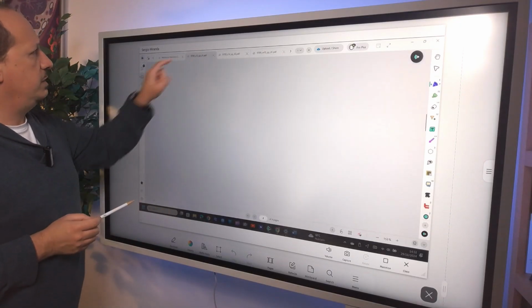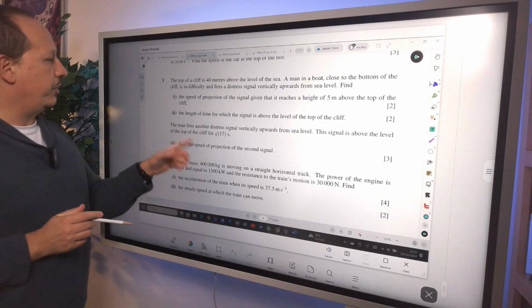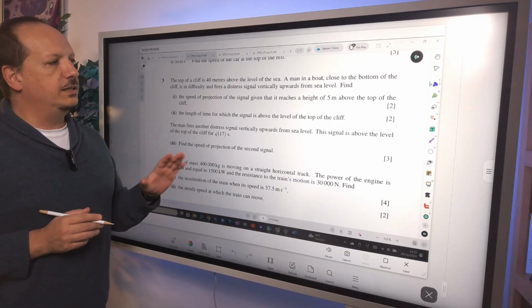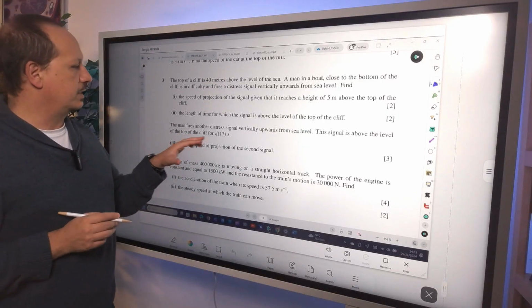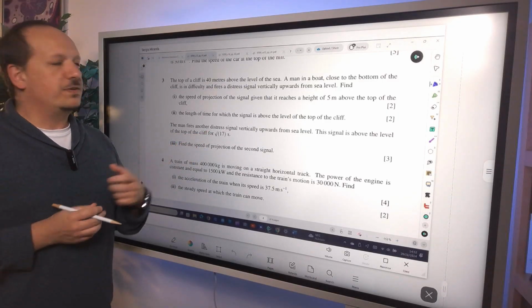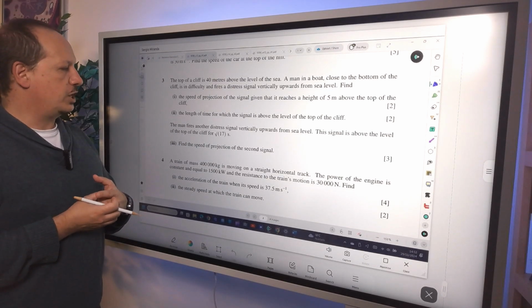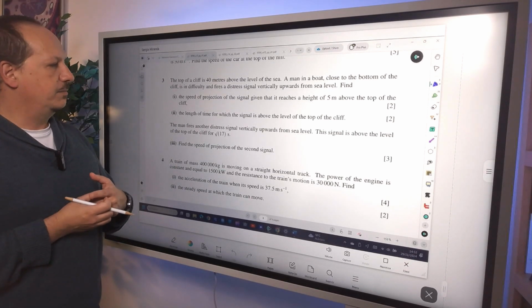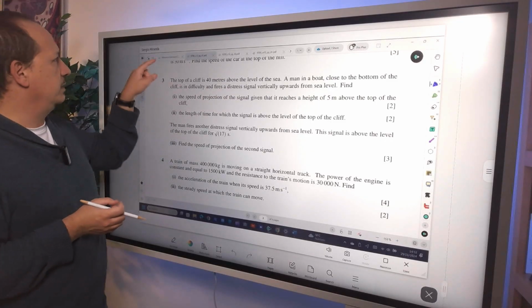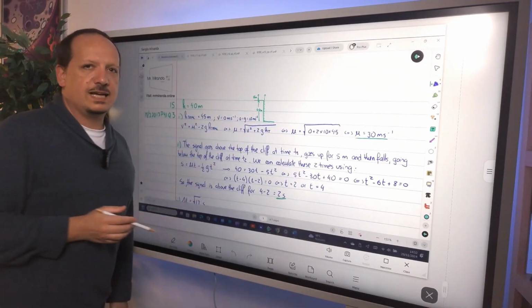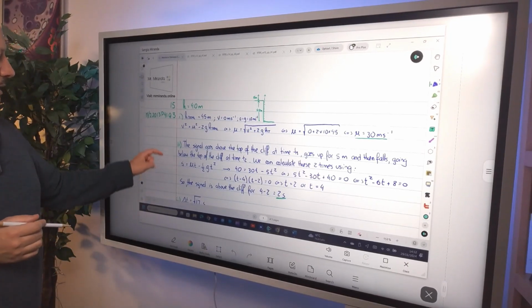Next question is, the man fires another distress signal vertically upwards from the sea level. The signal is above the level of the top of the cliff for square root of 17 seconds. Find the speed of projection of the second signal. All right, so this is a different signal. And now it stays not 2, but square root of 17 seconds above the top of the cliff. All right?